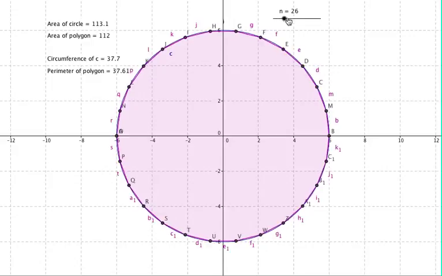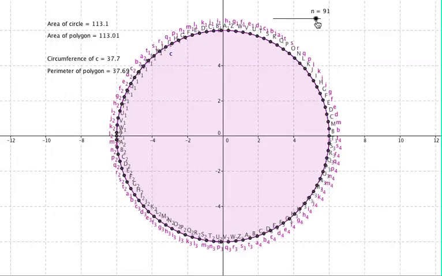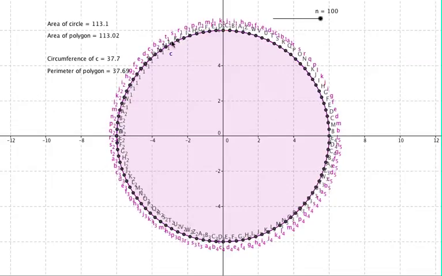And watch this. Now, can you see the sides of the polygon? And I think it goes up to 100. There you go. Now, what's happened here? The area of the polygon now is almost the same as the circle because there's such little wastage between each point, right? And the circumference is almost the same. The perimeter, I should say, is almost the same as the circumference. So the more sides you have on a polygon, the more like a circle it is.